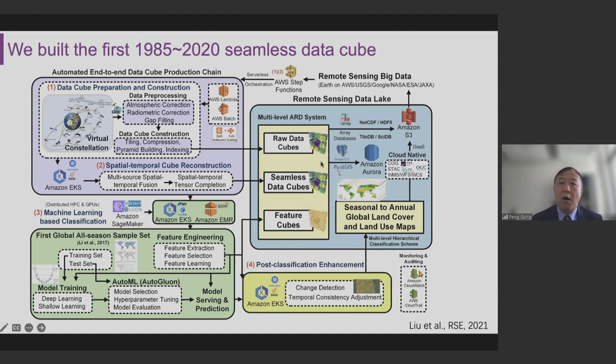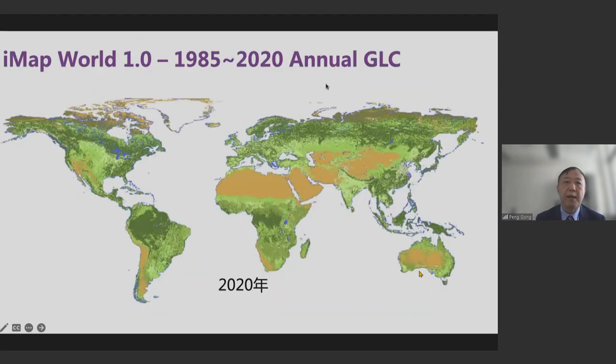We did this all in Amazon using more than 10,000 core cloud computing. It cost us about $2 million to be able to prepare the whole world on a daily basis, from 1985 to 2020, as a seamless data cube. With that, we are able to basically map land cover on every day because we have a daily data set. We could do it every day.